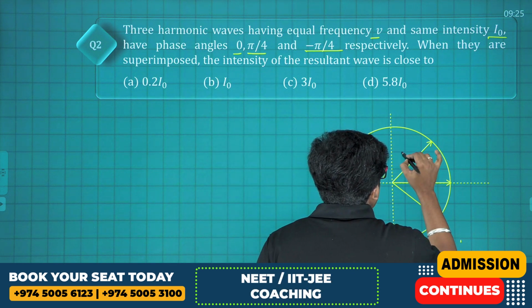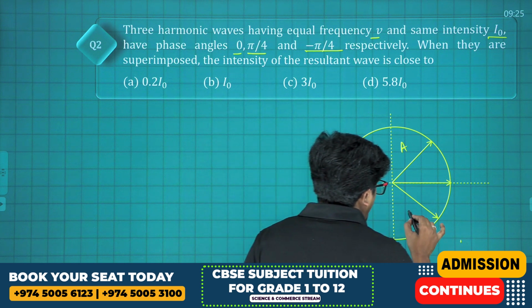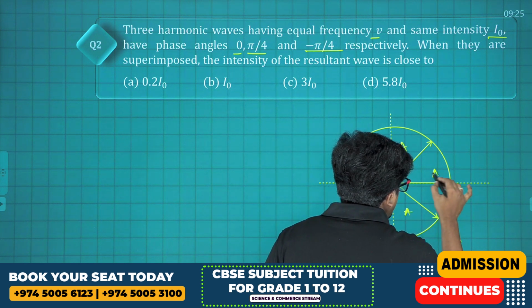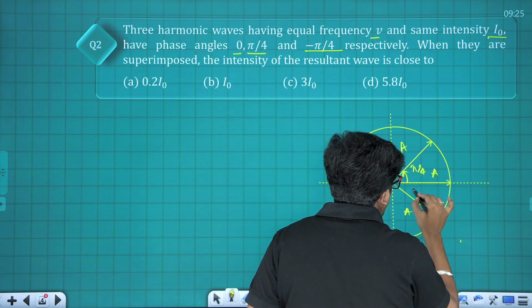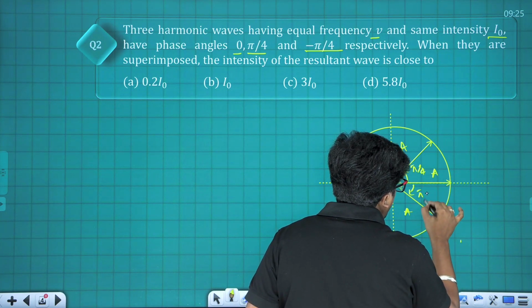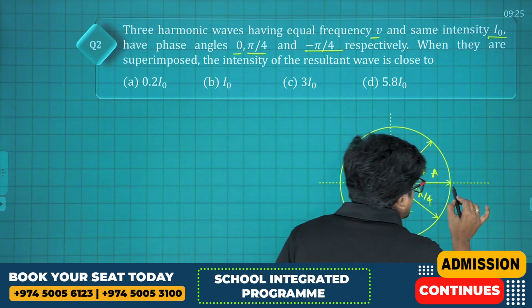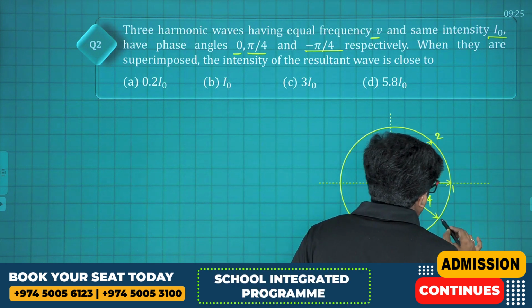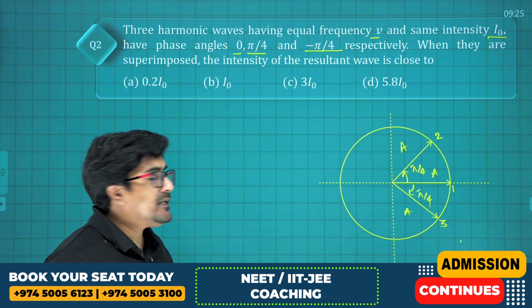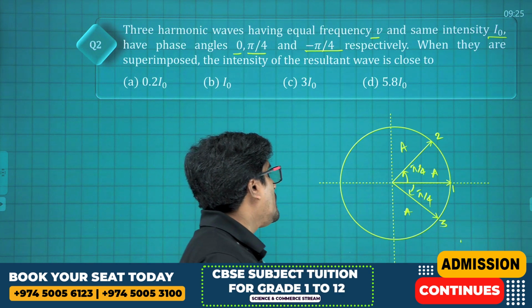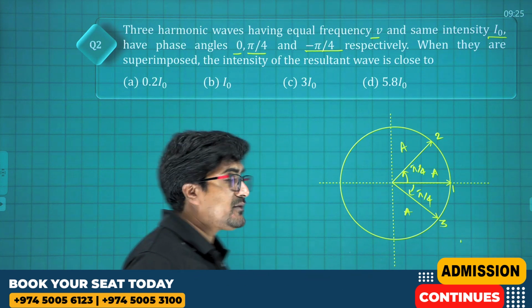Here the amplitude is capital A, here also the amplitude is capital A, and for this one also it is A. Here this is pi by 4 and here also it is pi by 4. Let me name this as 1, this as 2 and this as 3. Now let me take the resultant of 2 and 3.